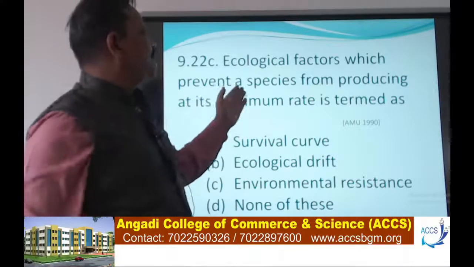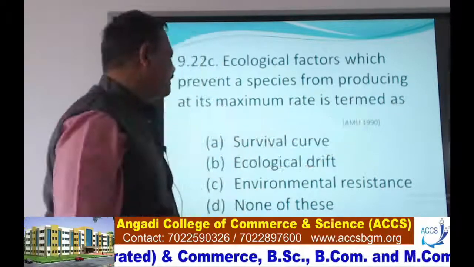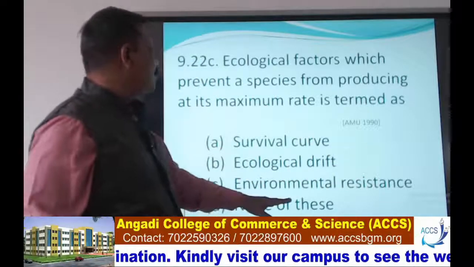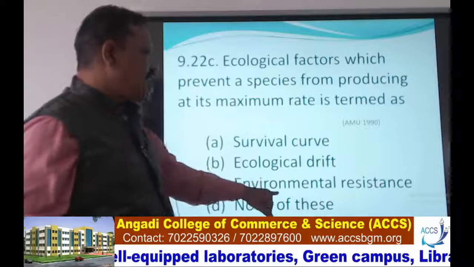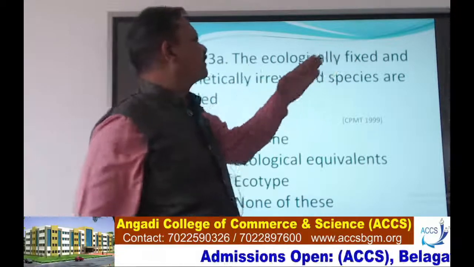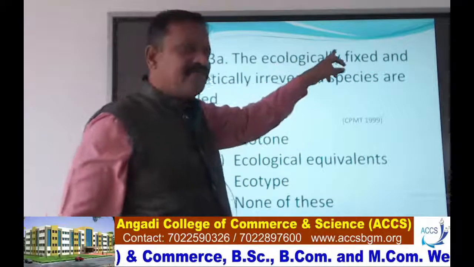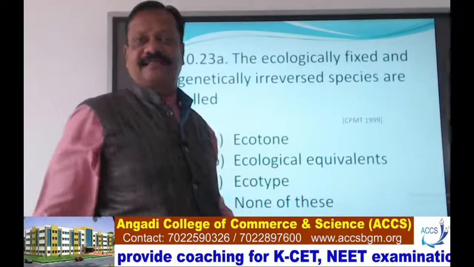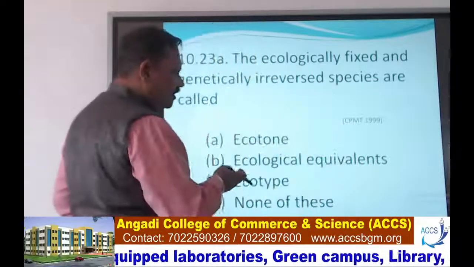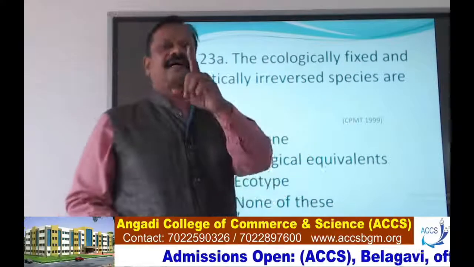Ecological factors which prevent a species from reproducing at its maximum rate are termed as. Options: survival curve, ecological drift, environmental resistance, none of the above. Option C, environmental resistance, is the right one. Next, the ecologically fixed and genetically irreversible species are called. Options: ecotone, ecological equivalence, ecotype, none of these. Here option A, ecotone, is the correct answer.